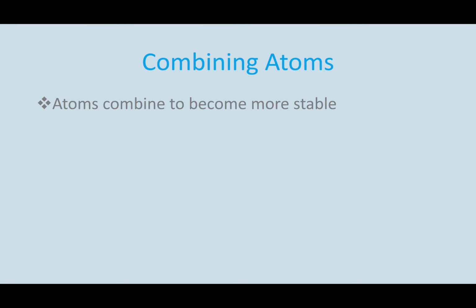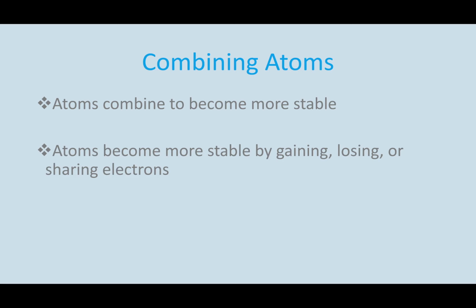So when combining, atoms want to combine to become more stable. They want to have a full outer valence electron shell to be stable, so a lot of times they're going to combine to help that. Atoms can become more stable by gaining, losing, or sharing electrons. We've talked about gaining and losing electrons in the formation of ions in our previous notes, but sharing electrons is something new, and we'll touch on that today.